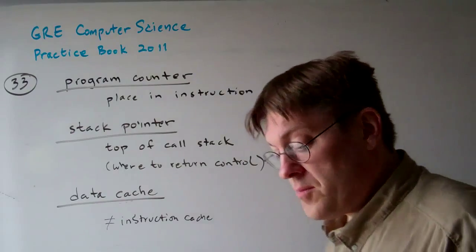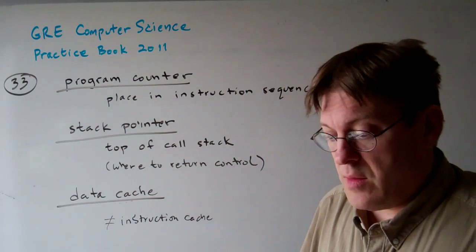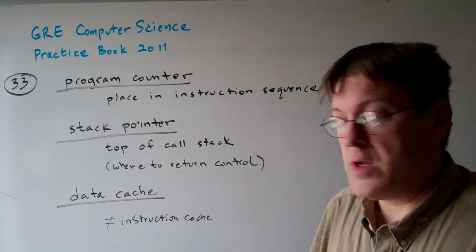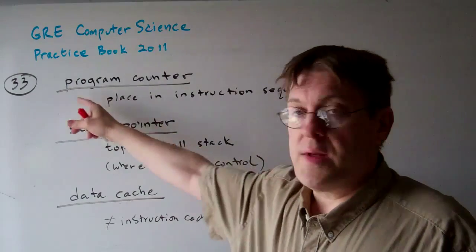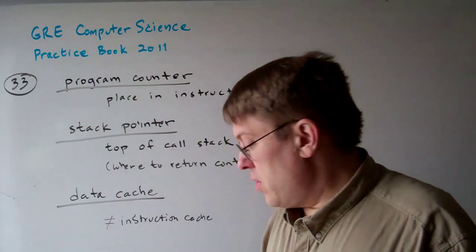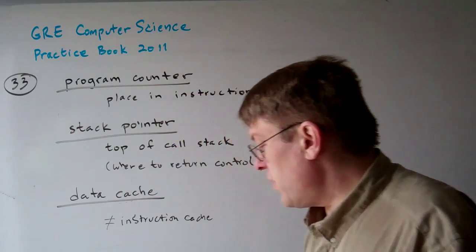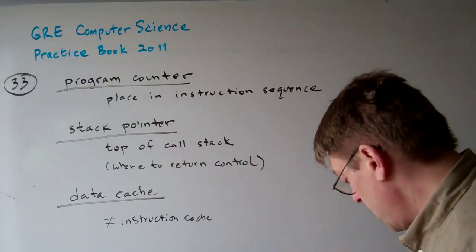Well, basically the way to answer this question is to know the definitions of these terms. What is the program counter? The program counter is the instruction pointer. It points to where the instructions are.